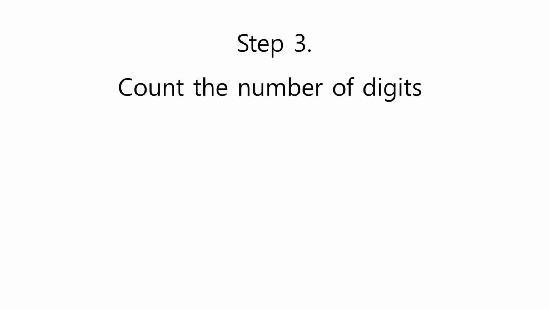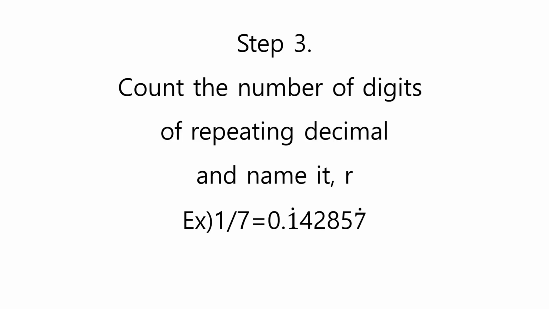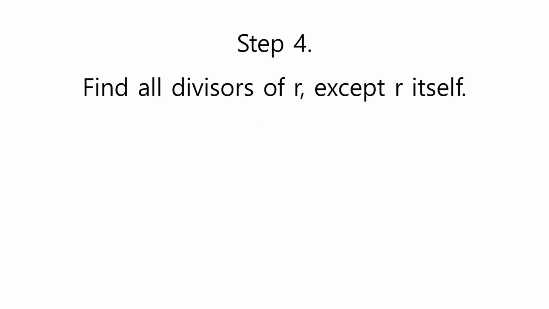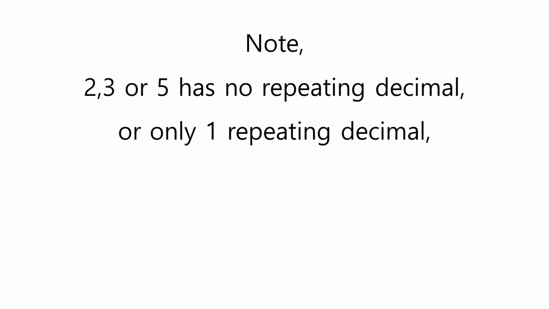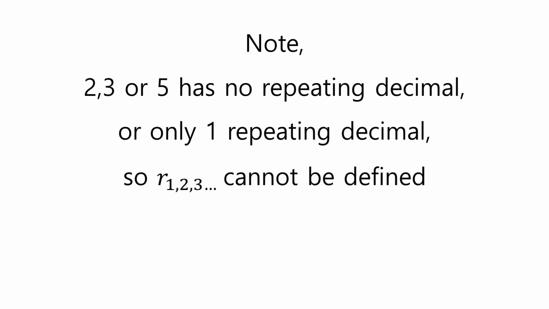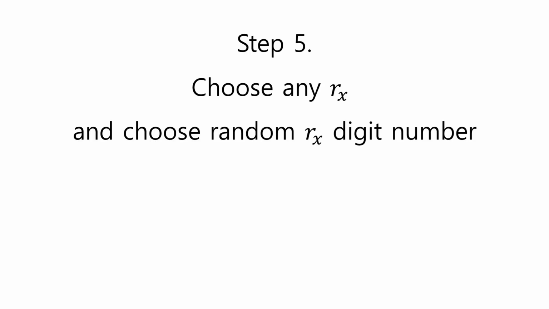Step 3. Count the number of digits of the repeating decimal and name it r. So 1 over 7 is 0.142857, repeating, so r equals 6. Step 4. Find all divisors of r except r itself, and name them r1, r2, r3, and so on. So r1 equals 1, r2 equals 2, r3 equals 3. Note, 2, 3, or 5 have no repeating decimals or only one repeating digit, so r1, r2, r3 cannot be defined.